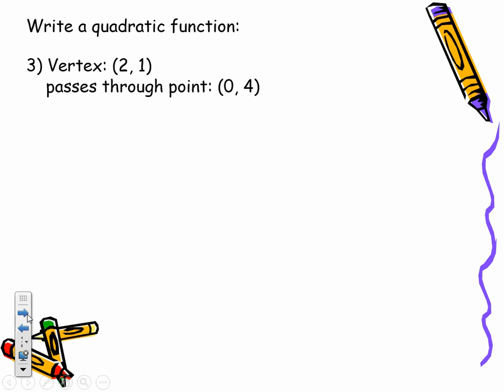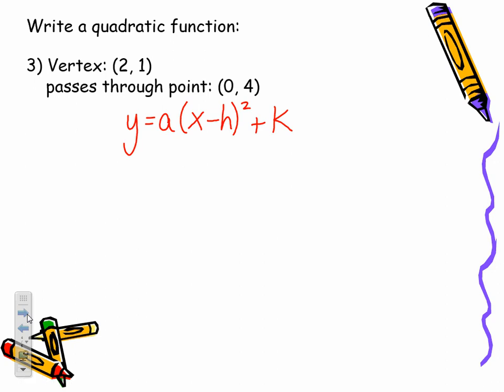Okay, let's do one more here. We're writing a quadratic function with the vertex at (2, 1), and it passes through the point (0, 4). So we have a vertex again. So this time we're going to use the vertex form. I'm just going to copy down what the vertex form looks like. There's the general formula for vertex form.